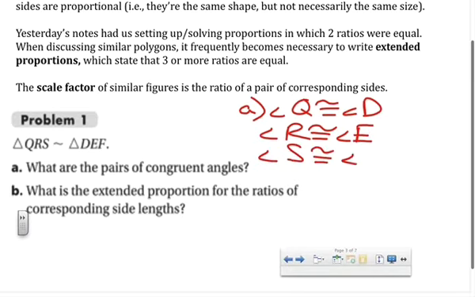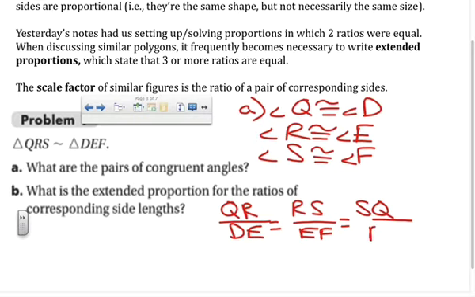For part B, what they're asking us is an extended proportion for the corresponding side lengths. Here's what it would look like. You'd have QR is to DE as, what could I have next in this? Absolutely. RS is to EF as the other side of the triangle, SQ is to FD.